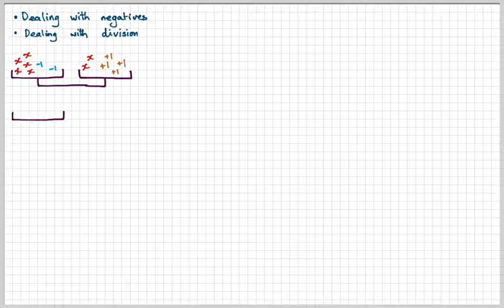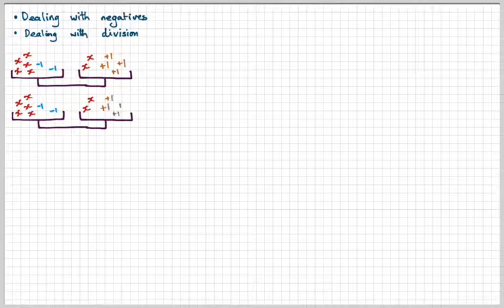We have 5 x's and 2 minus 1s on the left-hand side, and we have 2 x's and plus 4 1s, so plus 4 on the right. Okay, so if I repeat the drawing there, what could I do?